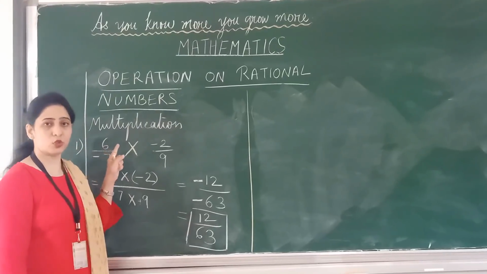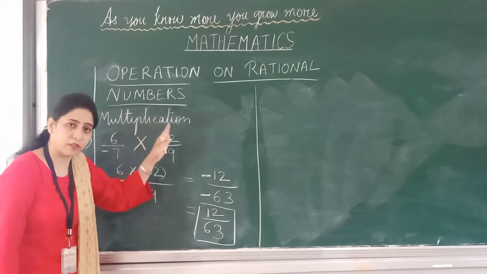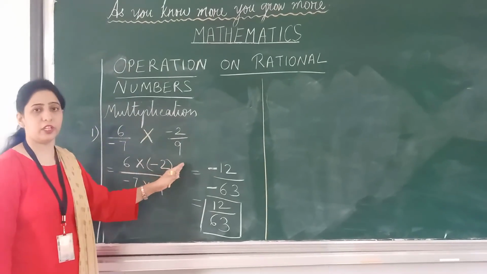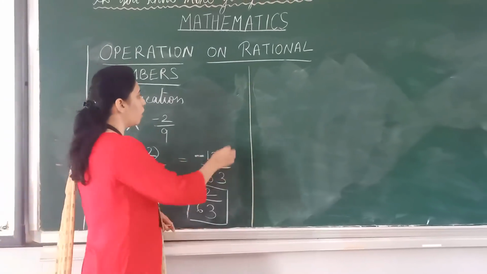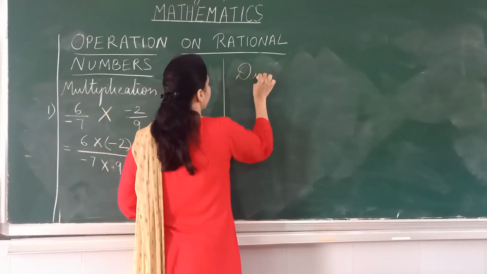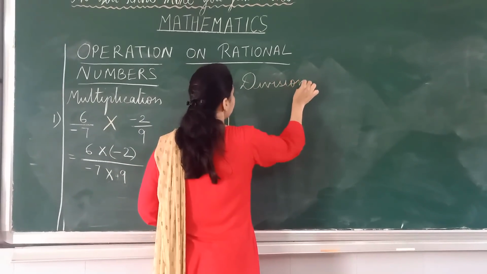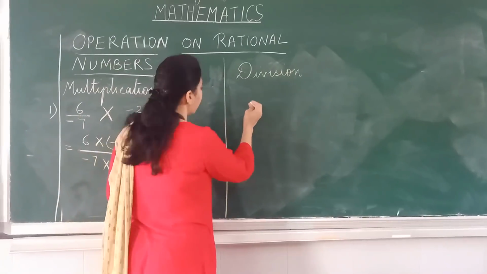So when you understood what is the multiplication of rational numbers, you have to multiply numerator with numerator and denominator with denominator, and then you can find out the answer. Now the next one will be division.